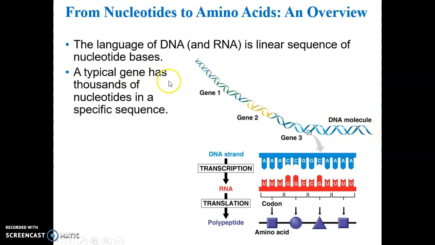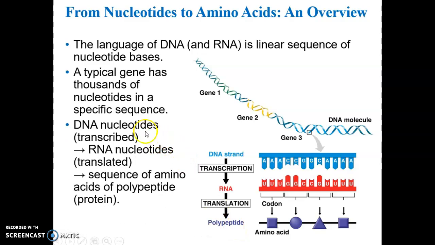So a typical gene or allele has thousands of nucleotides in a specific sequence that will code for a particular protein through transcription and translation. So the DNA nucleotides get transcribed, producing the RNA nucleotides on the RNA molecule that gets translated to produce the unique sequence of amino acids.